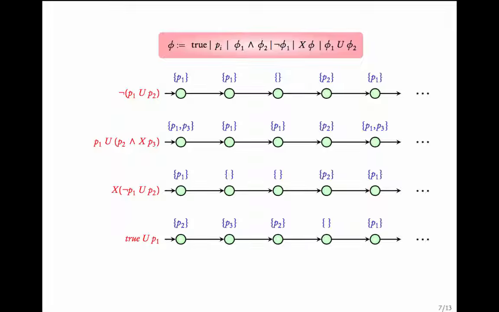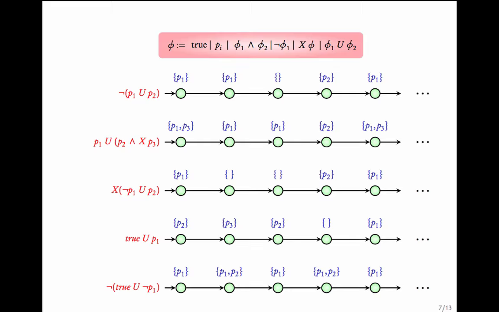We will see a formal definition of these things in the next module. However, it is important to get the intuitive idea clear. True until P1 just means there is no constraint. However, at some point P1 should become true. Let us look at the next example.